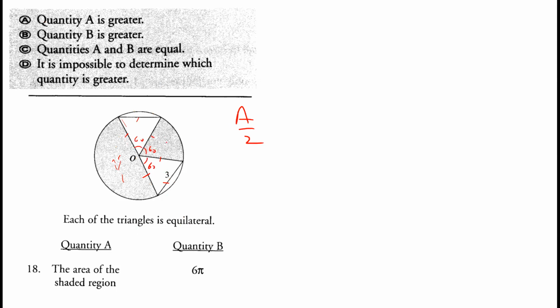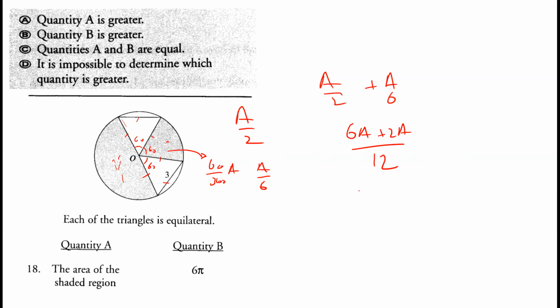as 60 degrees. This shaded region would be 60 over 360 into A, the area of the circle, or we can write A over 6. So the area of the shaded region would be A upon 2 plus A upon 6, and we can write that this would be (6A plus 2A) over 12. So this would be 8A over 12.